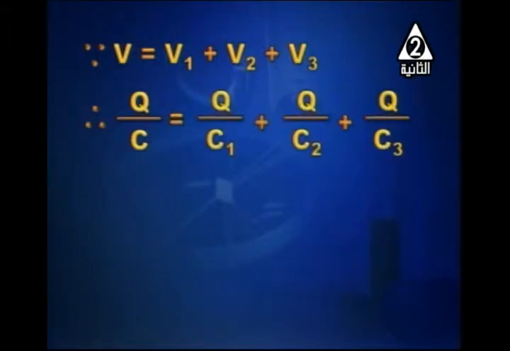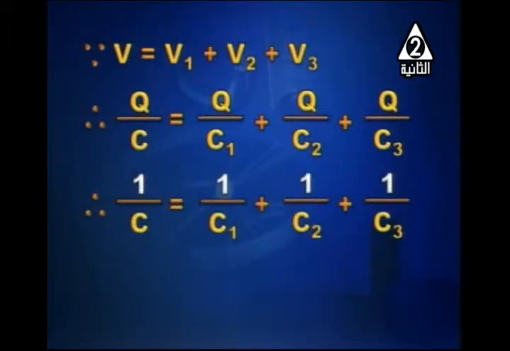Since V equals V1 plus V2 plus V3, we can say Q over C equals Q over C1 plus Q over C2 plus Q over C3. So 1 over C equals 1 over C1 plus 1 over C2 plus 1 over C3. So C total equals C over N if they've got the same value.